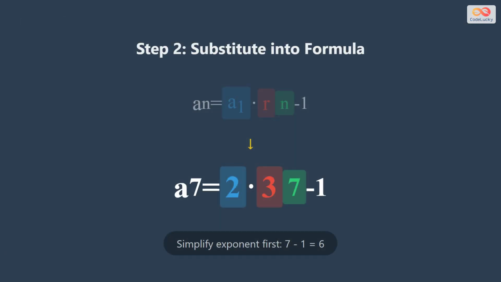Now we substitute these numbers into our formula. Replace a sub 1 with 2, replace r with 3, and replace the exponent n with 7. Before we do any math, we simplify the exponent. 7 minus 1 gives us 6.